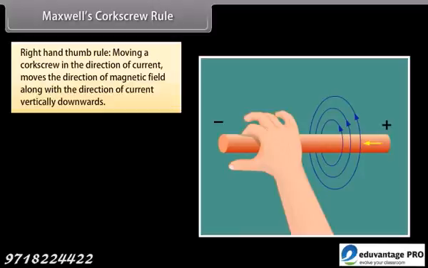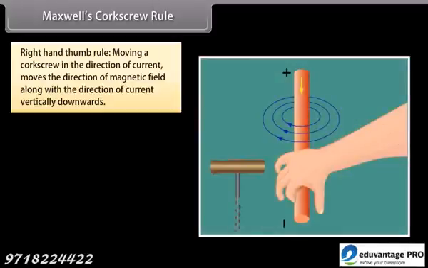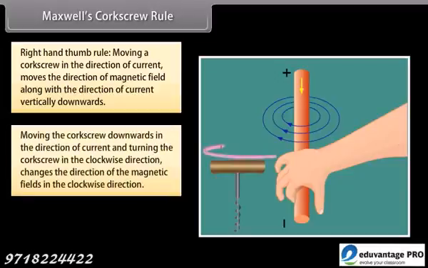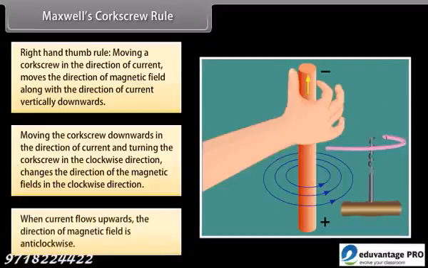Maxwell's corkscrew rule. Maxwell's corkscrew rule, also known as the right-hand thumb rule, defines that moving a corkscrew in the direction of current moves the direction of magnetic field along with the direction of current vertically downwards. If we move the corkscrew downwards in the direction of current and the handle of the corkscrew is turned in the clockwise direction, then the direction of the magnetic field is clockwise. So, when current flows upwards, the direction of the magnetic field changes and is anti-clockwise.